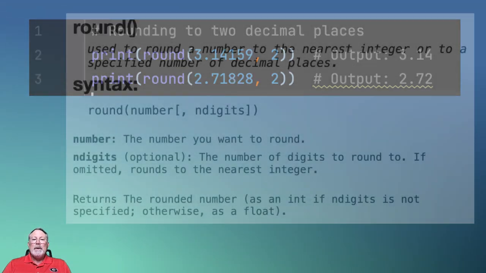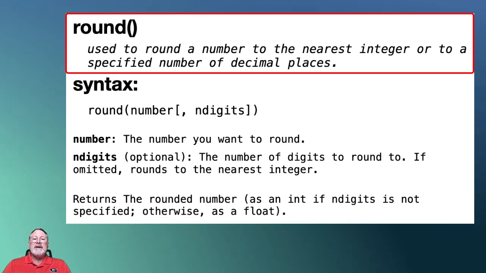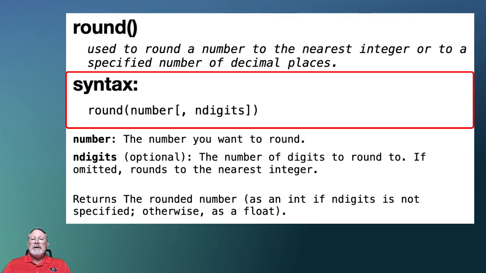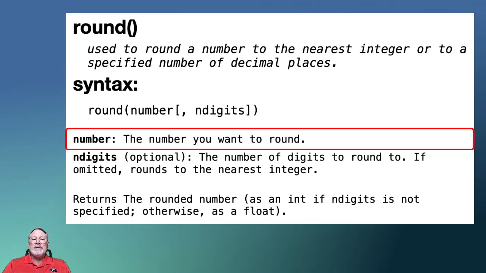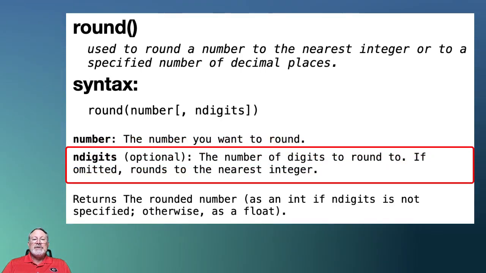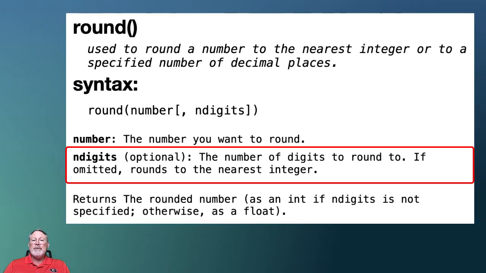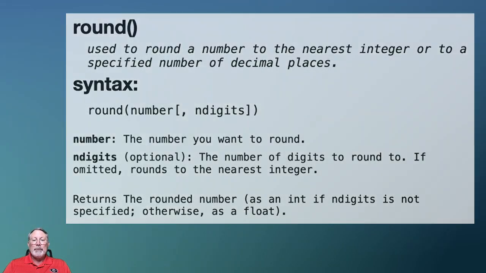Let's get started. What is round? It's a built-in Python function that rounds a number to a specified number of decimal places. Here's the syntax. The number argument is the number that you want to round. The n digits, an optional argument, would represent the number of decimal places that you want to round to. If omitted, it defaults to 0, and the function returns an integer. The function will return the rounded number.